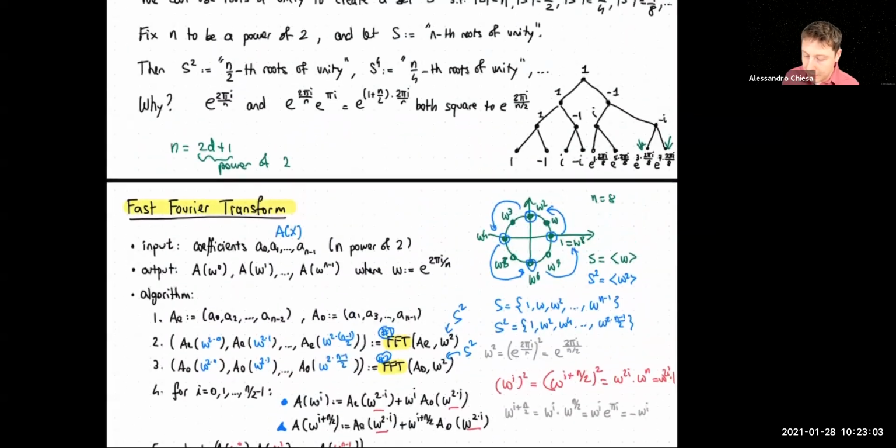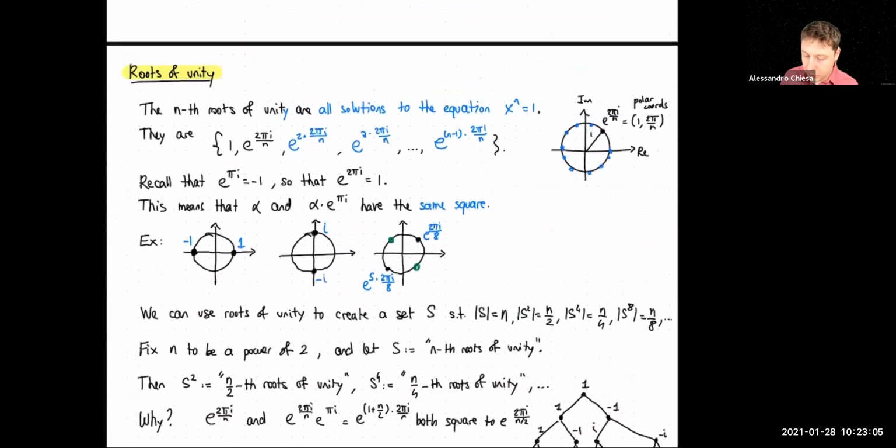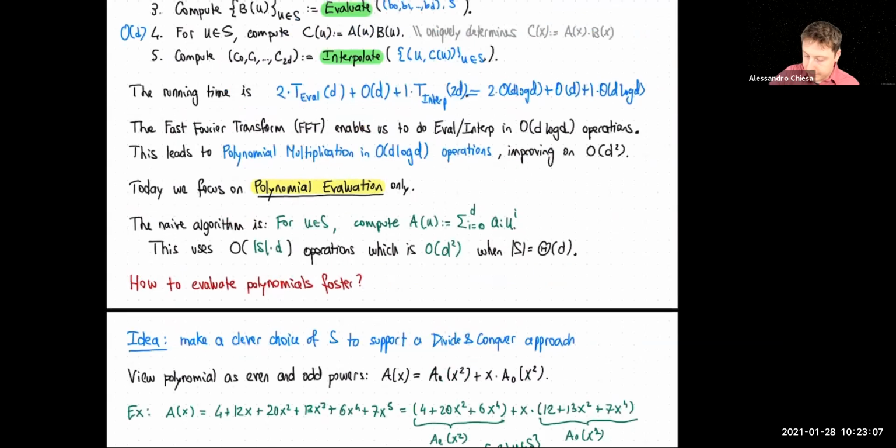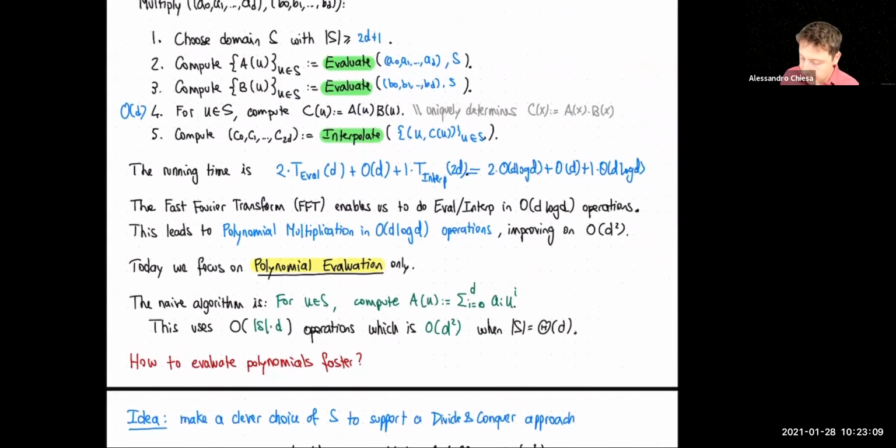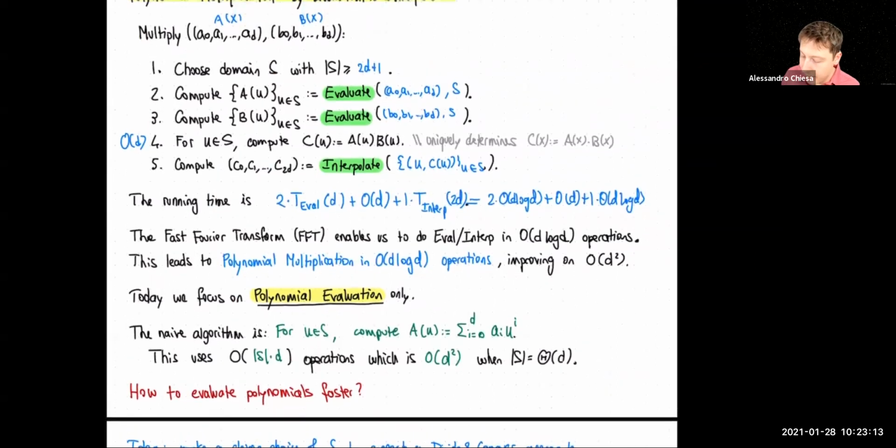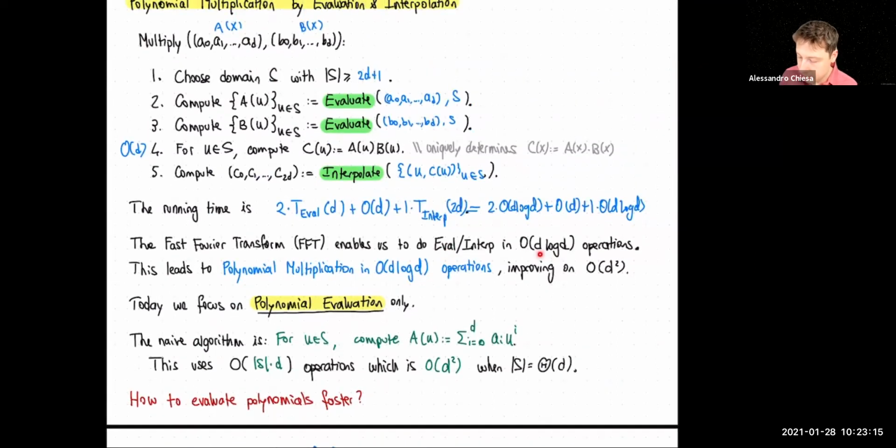Kind of popping back up, what we did was just basically show that with a suitable choice of S, we can do evaluation in D log D, okay? So we can do this part in D log D, and then we'll see in discussion how to do interpolation. It's just basically like a symmetric operation, so you can use the same FFT algorithm just with slightly different inputs.